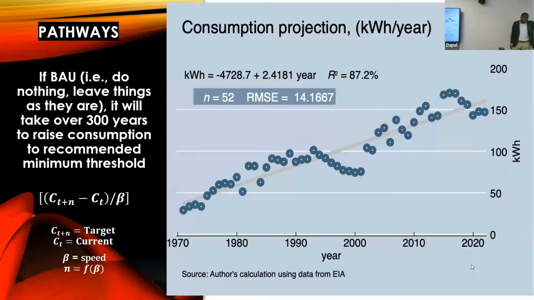So this is the only equation in this presentation, and I hope it's going to be straightforward. I just ran a linear projection over 50 years, from 1970 to 2021 or 2022, of how consumption per capita, per person, has been moving over the past half century. So business as usual is BAU. If business as usual, let's leave things the way they are, the way they have been playing out in the past 50 years. It's going to take 300 years, more than that, for Nigeria to raise energy consumption level to that minimum of 1,000 we watched in that video. That's if we leave things the way they are. Do nothing scenario. Maybe we leave it to luck.